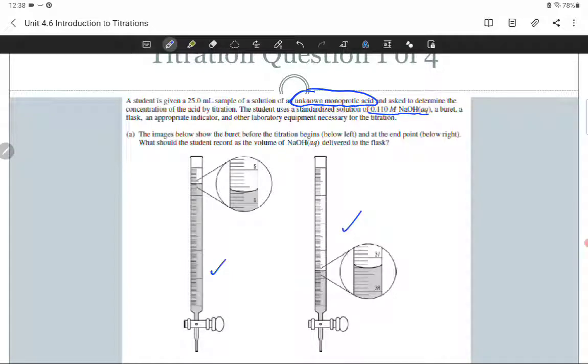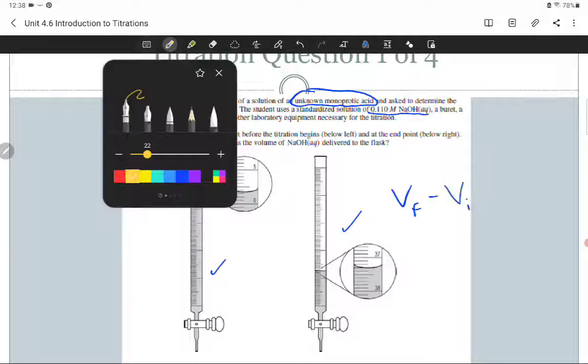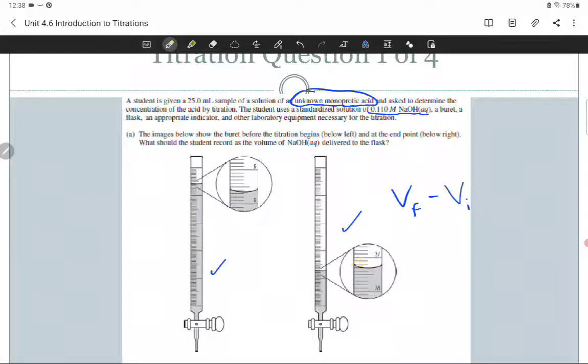So it says, what should the student record as the volume of sodium hydroxide delivered? So volume final minus volume initial. You can think of this whatever way you want, but I think that would probably work for you. And we're looking for, let me go to a different color here. We're looking for the bottom of the meniscus where it meets whatever line. Now, whoops, that's not a very good representation there.